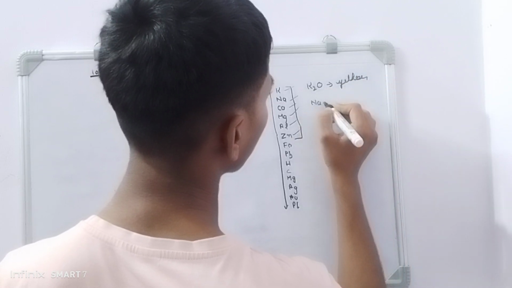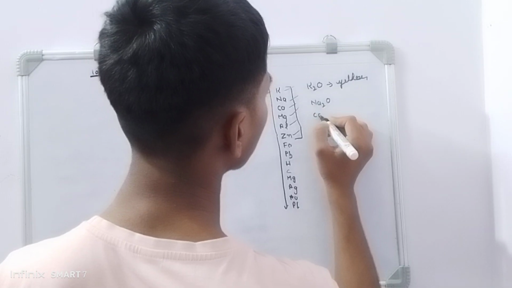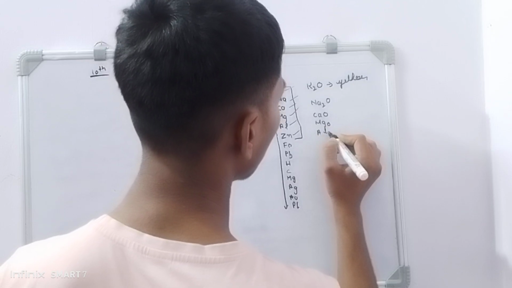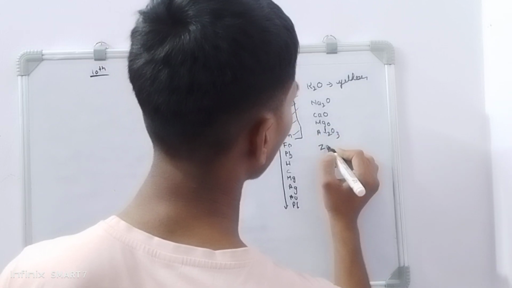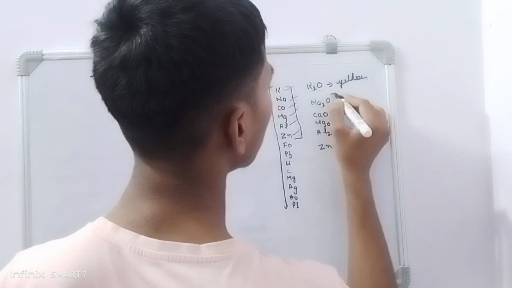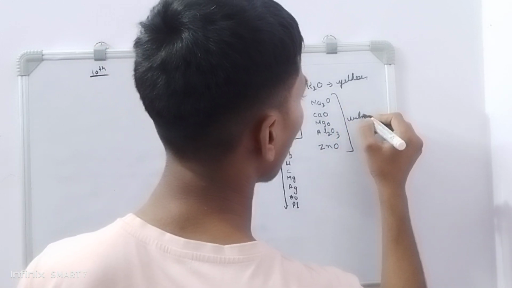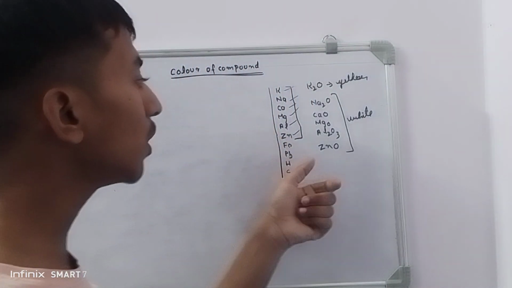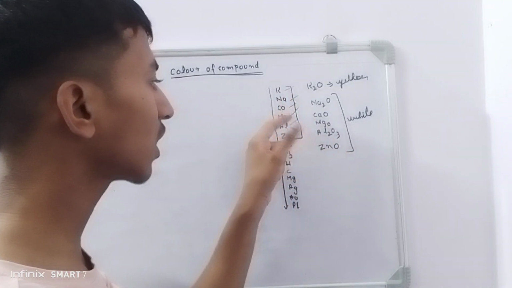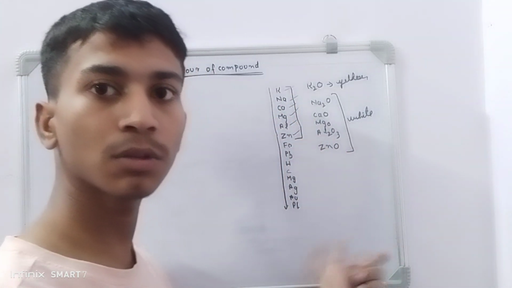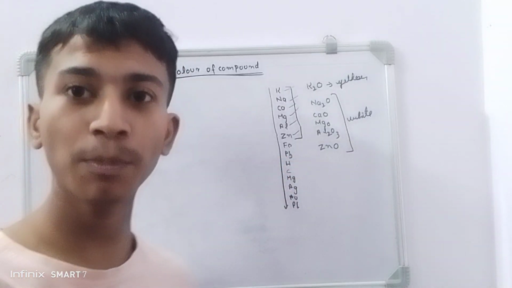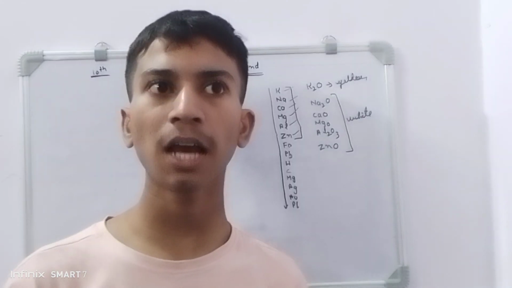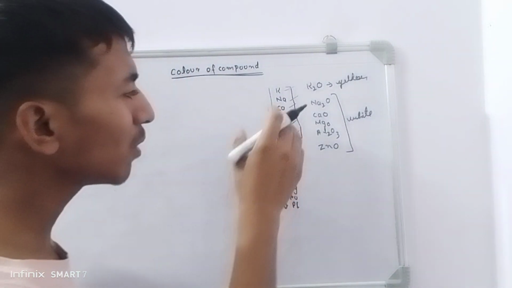and sodium oxide, calcium oxide, magnesium oxide, aluminum oxide, and zinc oxide are all white in color. So when you know this reactivity series table, you are able to understand the colors of the oxides of these metals directly. This is the trick which you will only understand when you remember all those things, so I am going to provide it in this video so that you are able to remember.